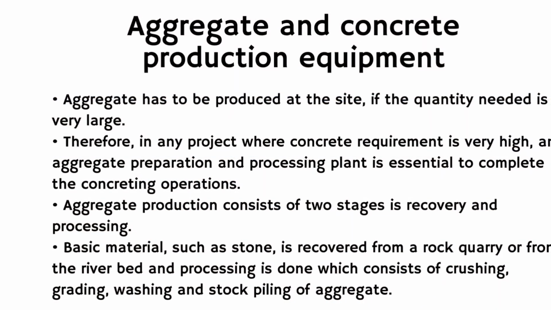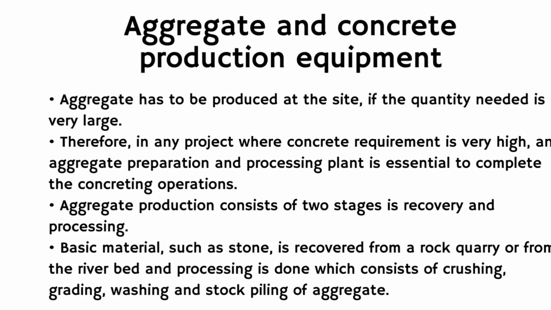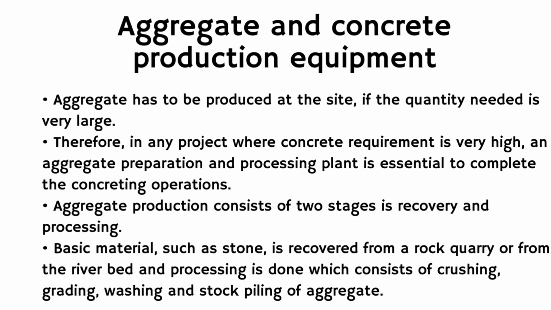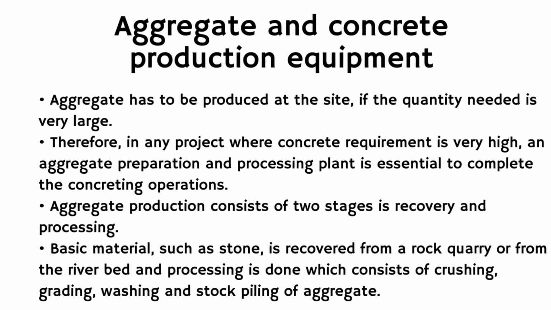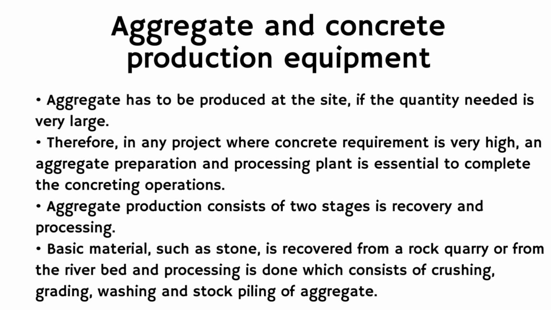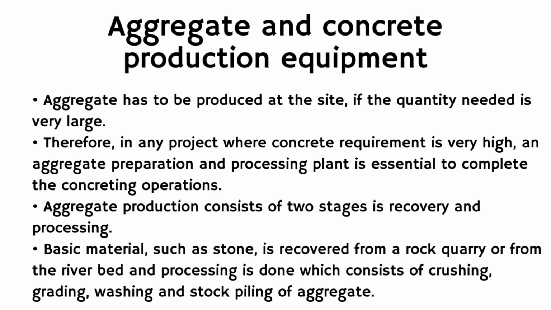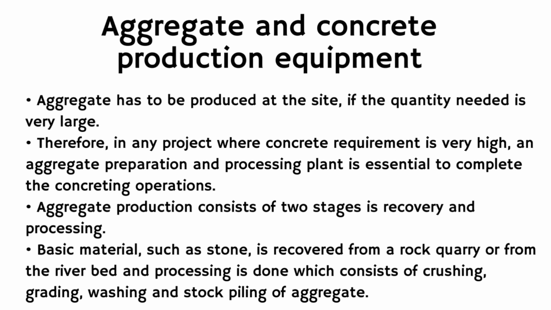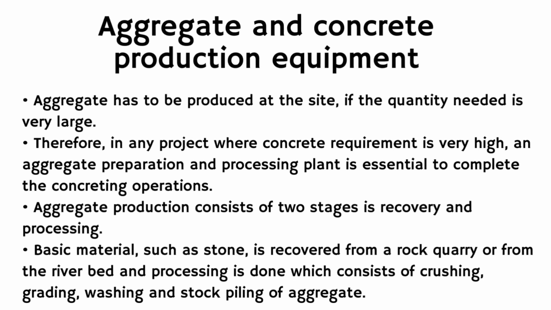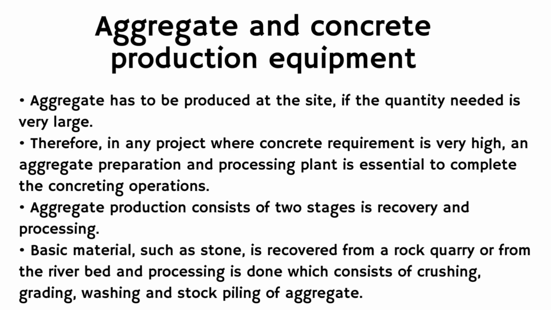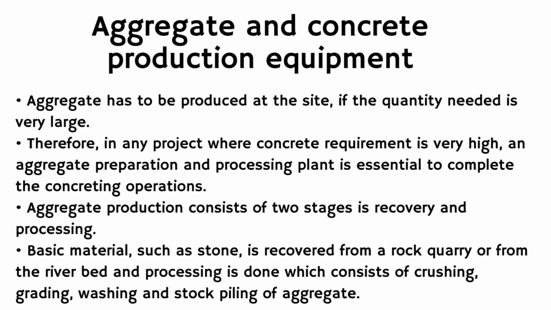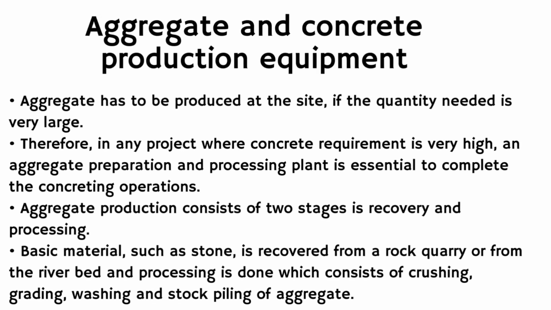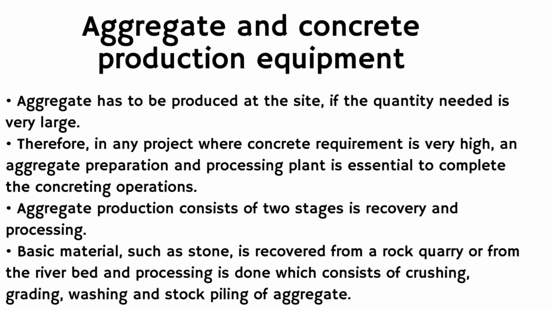Next is aggregate and concrete production equipment. Aggregate has to be produced at the site if the quantity needed is very large. Therefore, in any project where concrete requirement is very high, an aggregate preparation and processing plant is essential to complete the concreting operation. Aggregate production consists of two stages: recovery and processing. Basic materials such as stone is recovered from a rock quarry or from the river bed, and processing is done, which consists of crushing, grading, washing and stockpiling of aggregate.